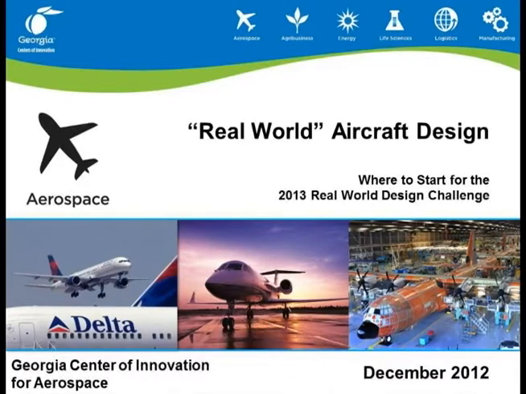So we'll begin our briefing today on this. We call this real-world aircraft design because we're going to give you some real-world hints about how you fulfill this challenge, how you do the things that they want you to do.